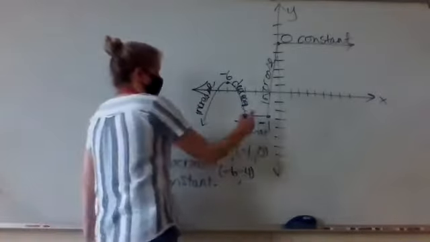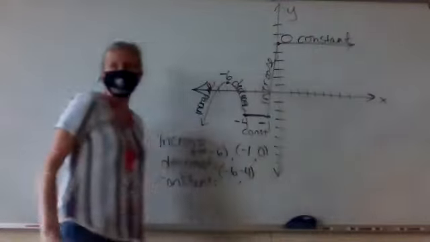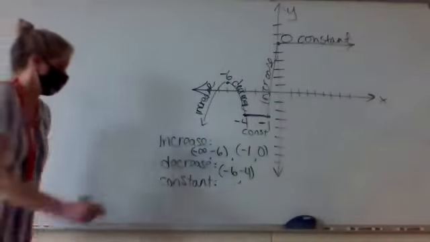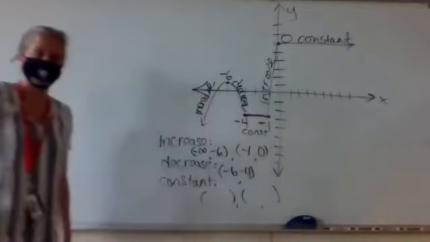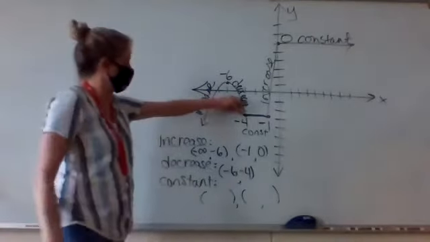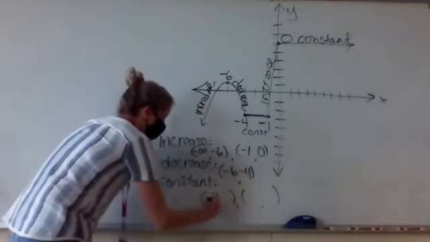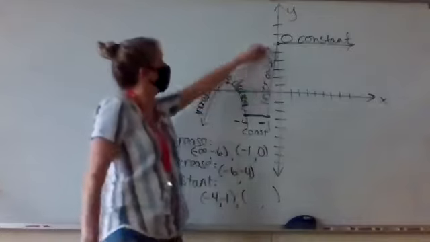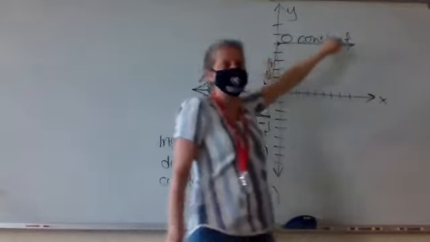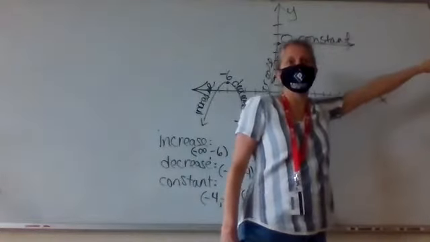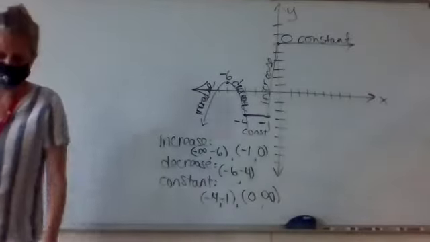How many times is it constant? Here and here. So 2 constants. So let's see, what's the first constant? -4 to -1. And what's the second constant? Where does it start? 0. What does an arrow going forever to the right mean? Infinity. So from 0 to positive infinity is the next constant.